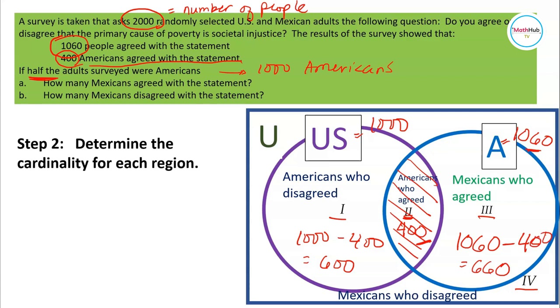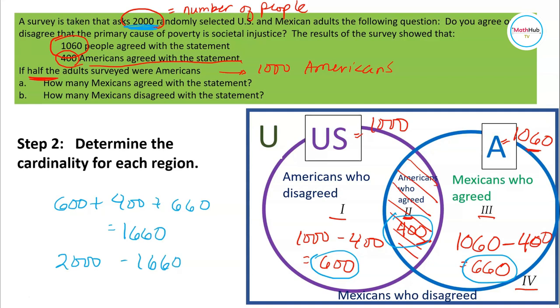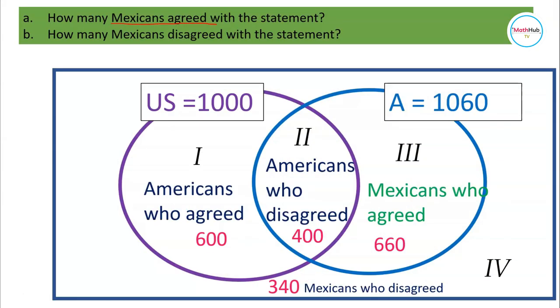Now, the total number of people in the survey is 2,000. To get the cardinality of region 4, add this region plus this region plus this region and subtract that from 2,000. This plus this plus this is equal to 1,660, and subtracting it from 2,000 gives us 340 people in region 4. To answer the questions, the Mexicans who agreed with the statement are shown in region 3. This means that 660 Mexicans agreed that societal injustice is the primary cause of poverty. The Mexicans who disagreed with the statement correspond to region 4, meaning 340 Mexicans disagreed that societal injustice is the primary cause of poverty.